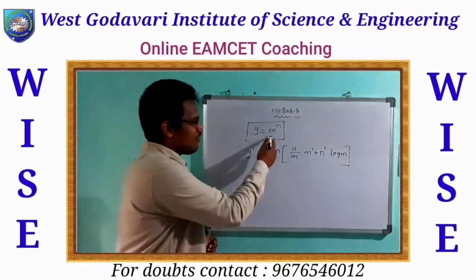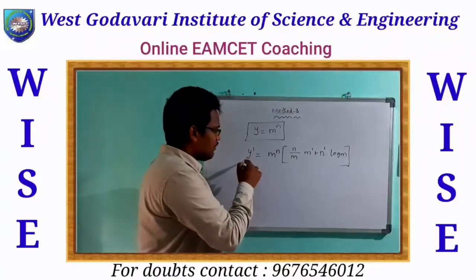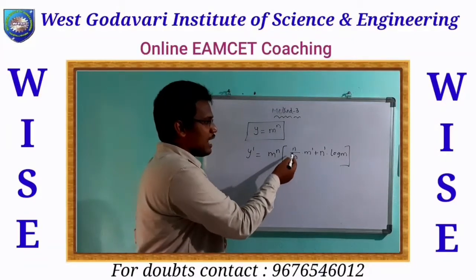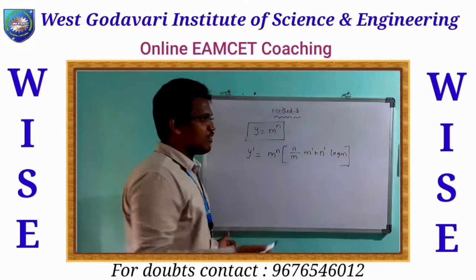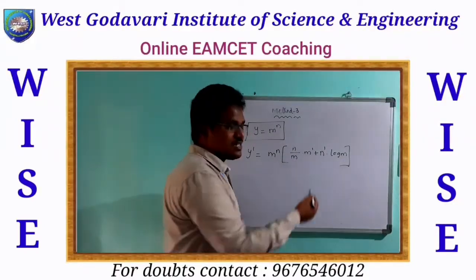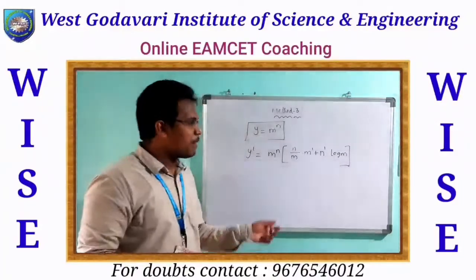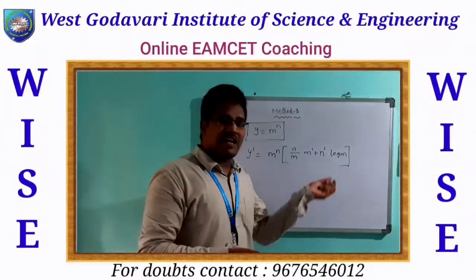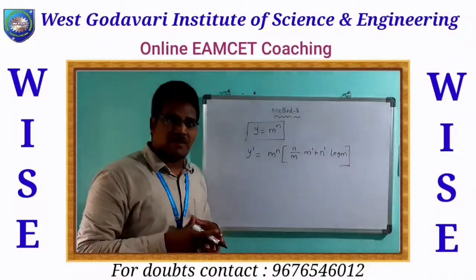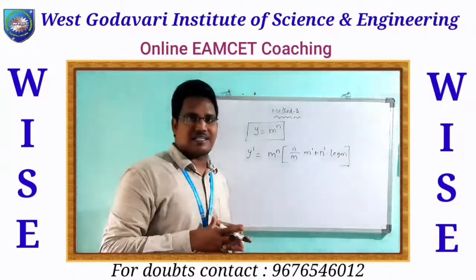Here m is a function and n is also a function. So the differentiation of m power n is m power n into n by m into m dash, meaning the differentiation of m, plus n dash, meaning the differentiation of n, into log m. By applying this shortcut method, we can easily get the answer whenever the form is m power n. So let us see some examples regarding this concept.